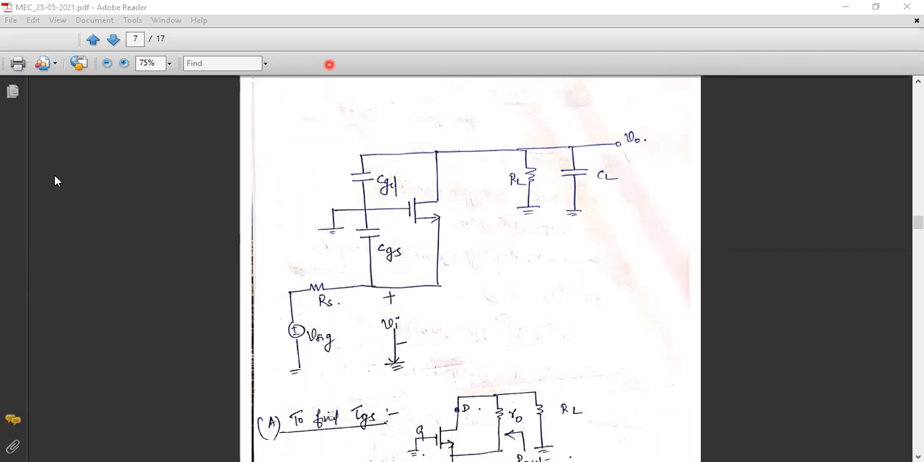Tanmaya, why are you connecting this load capacitance to the drain terminal and why are you not connecting it to other terminals? Nivedita, why is CL connected to the drain terminal? Why not to the source or gate?